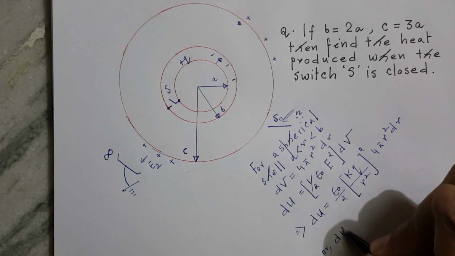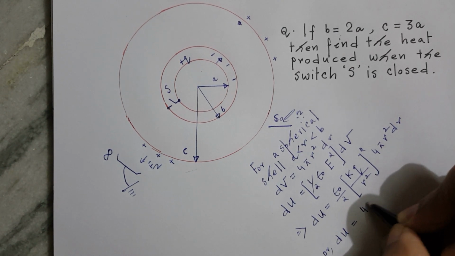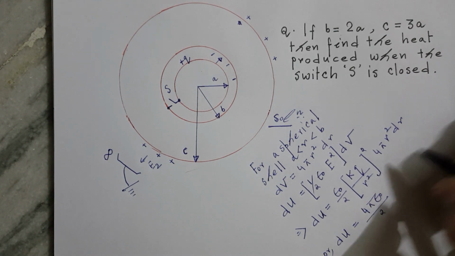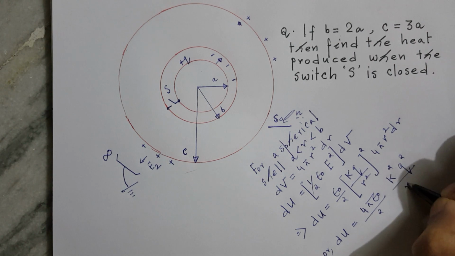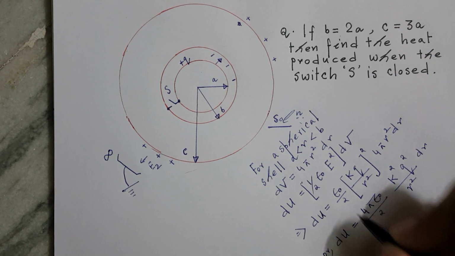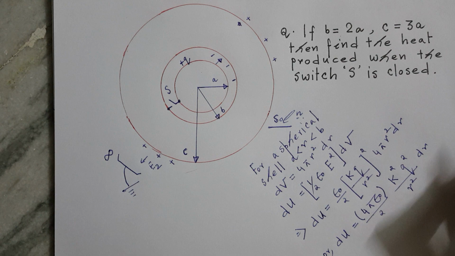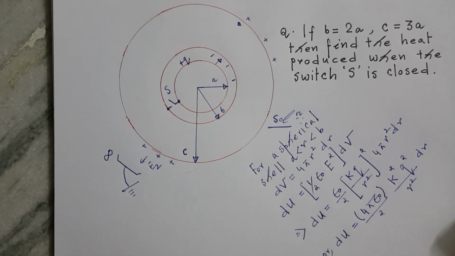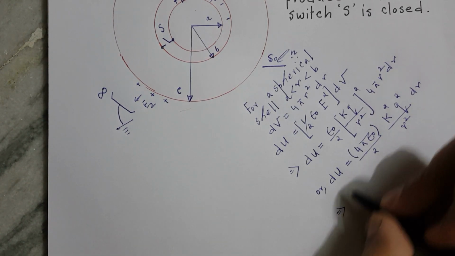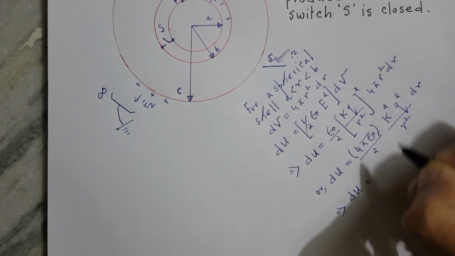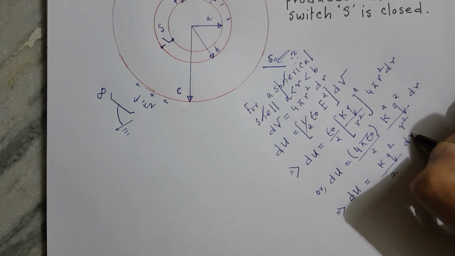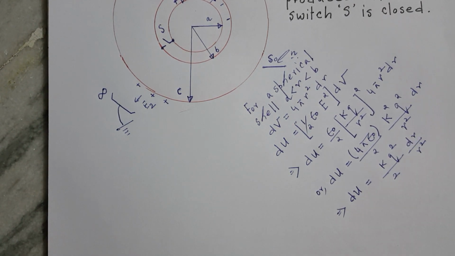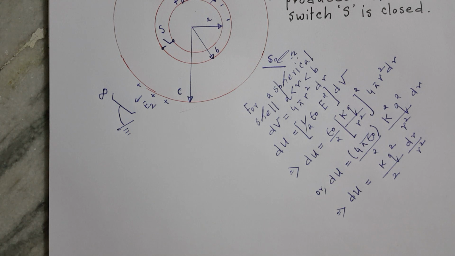Or dU is equal to 4 pi epsilon naught by 2 times k square q square over r to the power 4, times r square dr. Now this 4 pi epsilon naught is 1 by k. So we can write dU equals k q square by 2 times dr by r square. So this is the expression for the electrostatic energy stored.